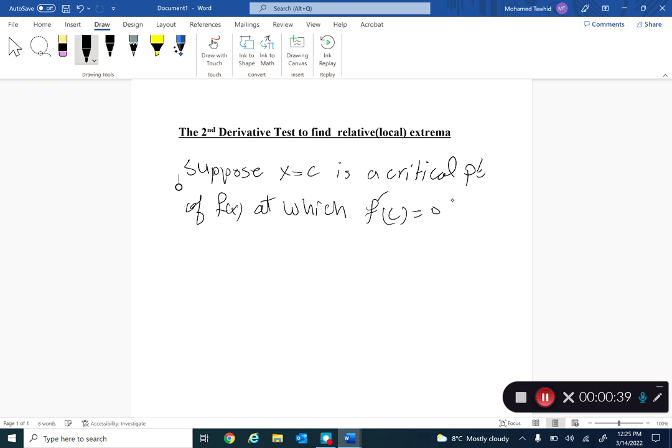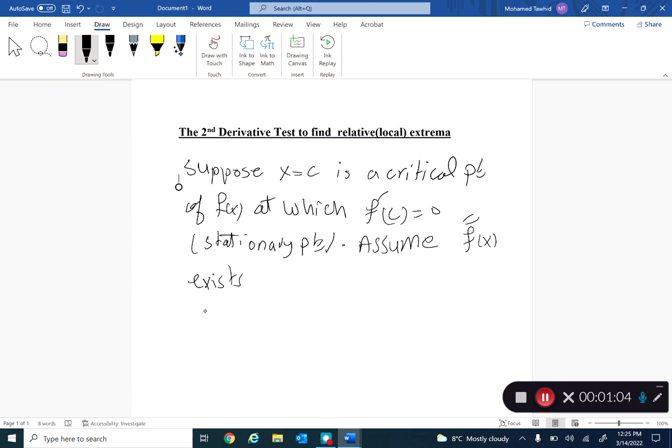What is f prime of c? f prime of c equals 0 means a stationary point. So you have a stationary point, and also assume the second derivative exists, so you are able to get the second derivative.